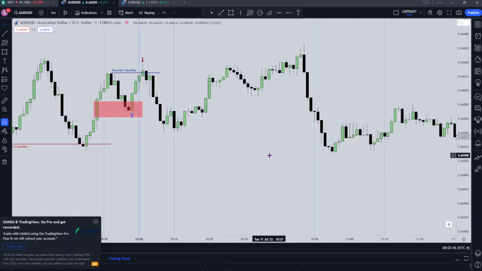And the thing is, when you're actually in the charts, these minute candles feel like hours. It feels like days. It's horrible, you know. But hey ho.